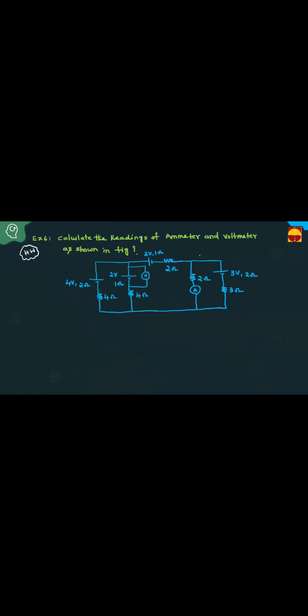What is the voltmeter reading and ammeter reading you have to calculate. Apply the nodal analysis, calculate voltmeter reading and ammeter reading. Let this voltage be V1, this voltage be V2. I am giving the answers also. If you have any doubt, please share your doubt in my Telegram channel. I will give the detailed solution.